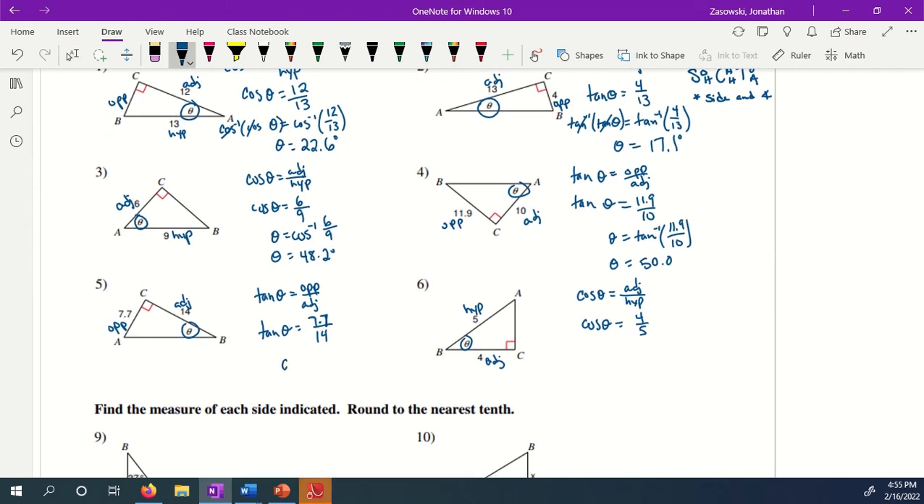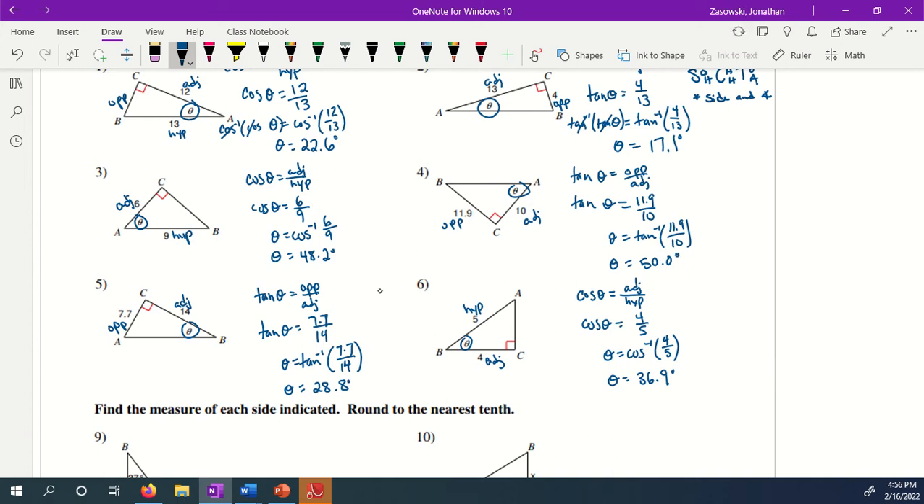That's tangent. Theta equals the tangent inverse of 7.7 over 14, and theta equals 28.8. And then cosine, adjacent over hypotenuse here again. Theta is equal to the cosine inverse of 4 over 5, and that gives us 36.9. And those are good degrees, just putting that little circle there for degree.